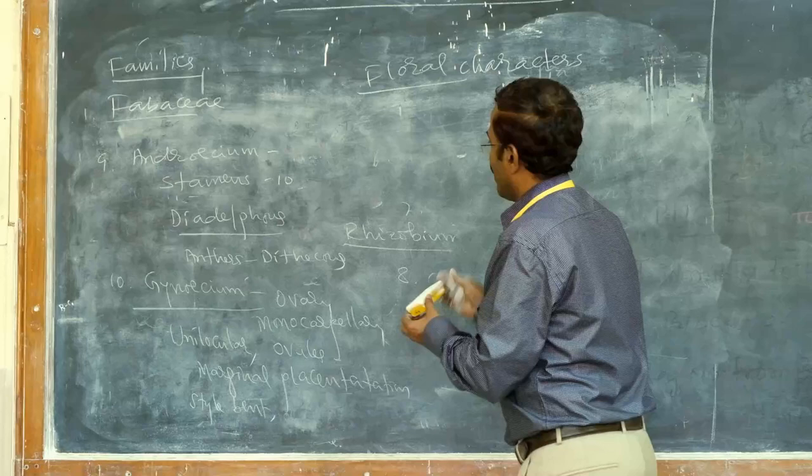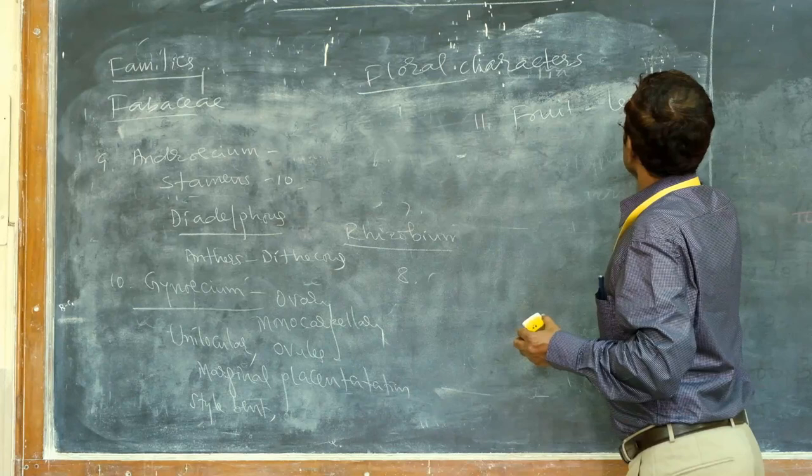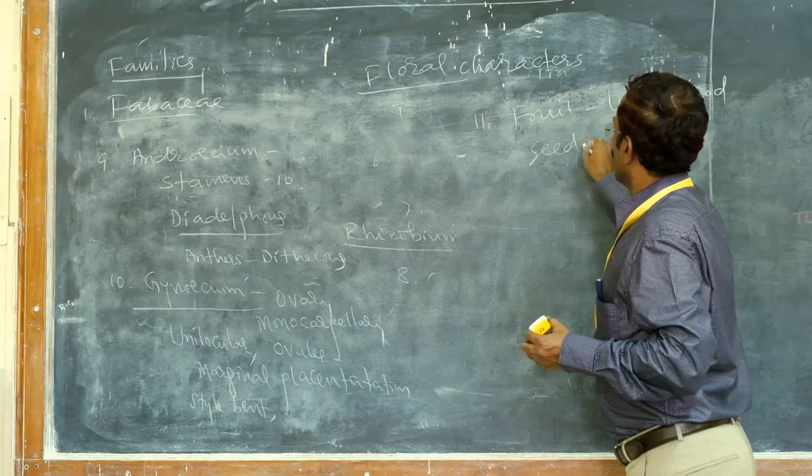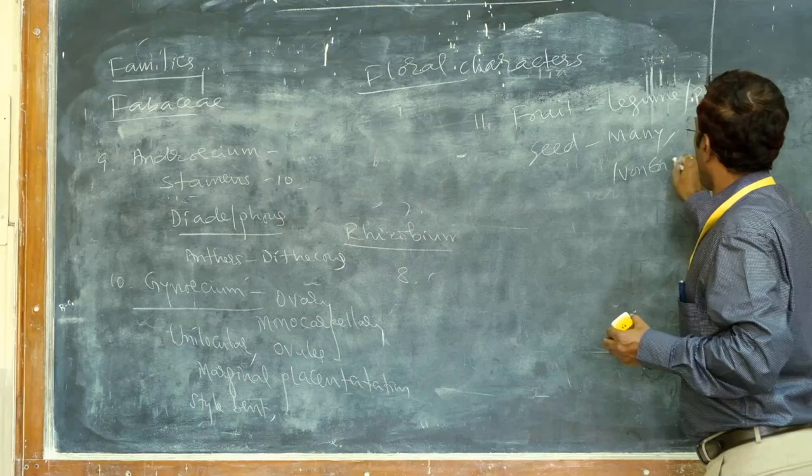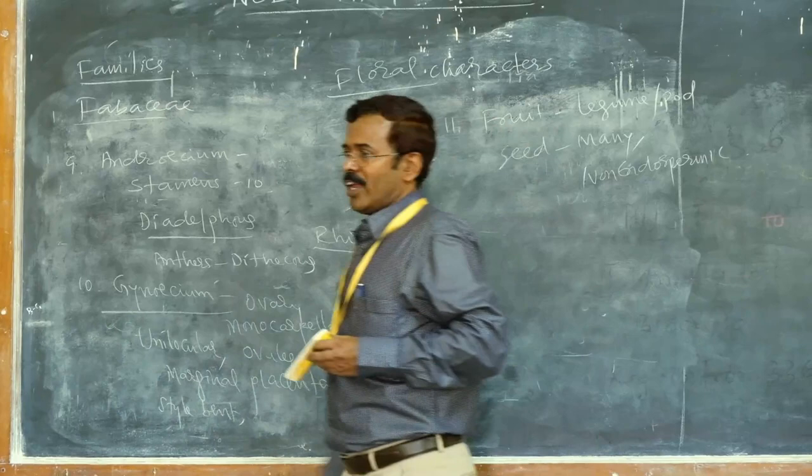Then the next character is our fruit, a legume or pod. Then seeds are many, non-endospermic. So these are all the characters of the Fabaceae family.